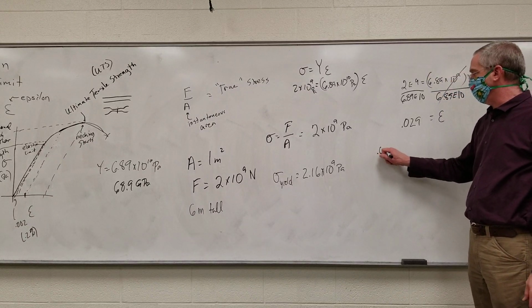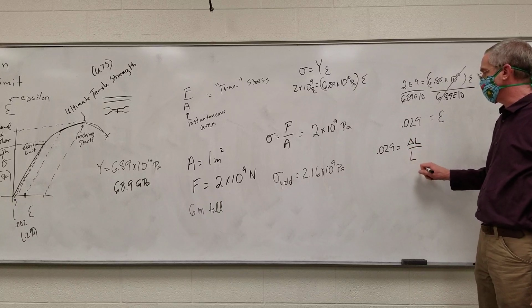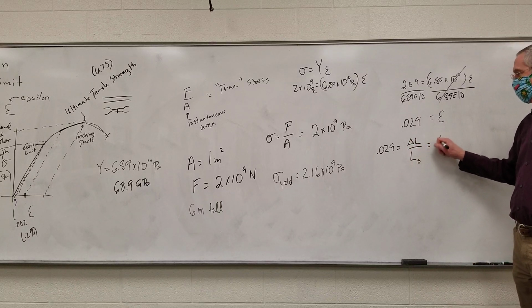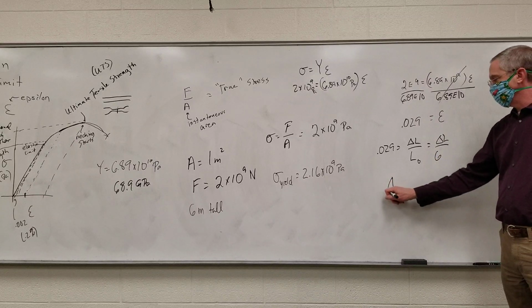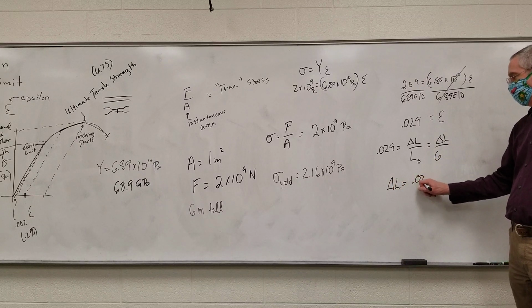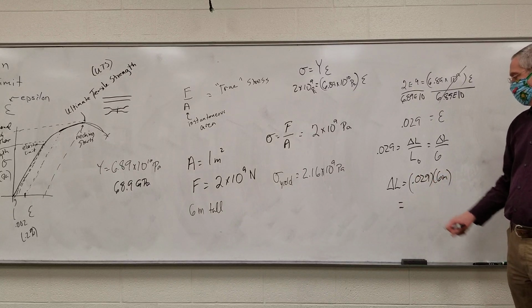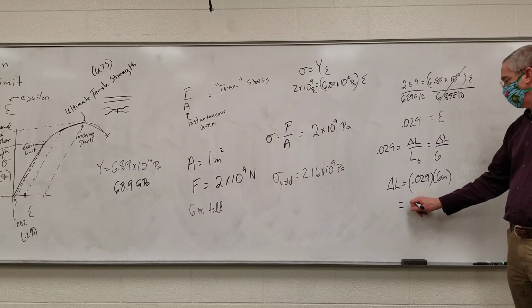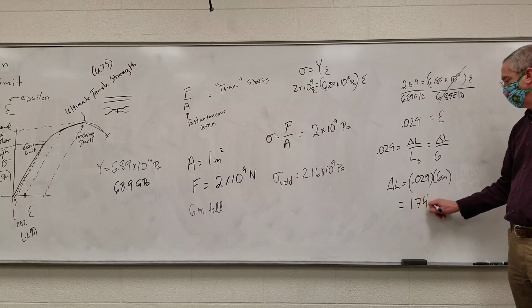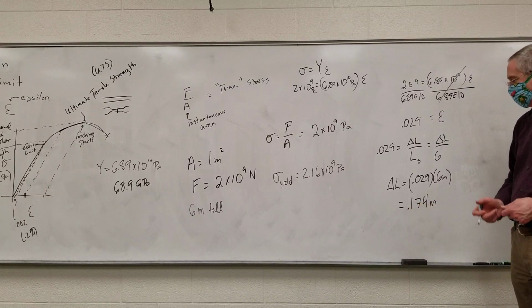Well, I know that 0.029 is equal to how much it actually stretched divided by the original length, which is change in length divided by 6. And so how much it actually stretches is 0.029 times 6 meters. So it's 1.74 meters. Or, sorry, excuse me, 0.174 meters. Okay.